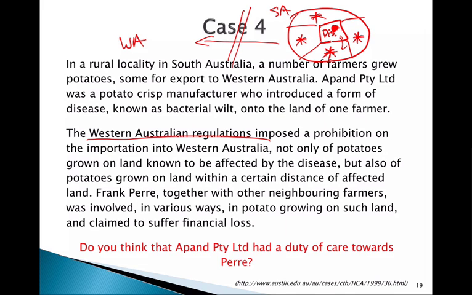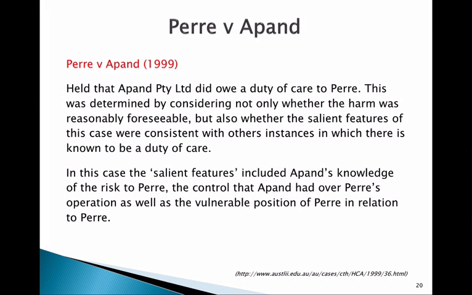So in this particular case, Append has been negligent in allowing this disease of bacterial wilt on their farm. And Pair argues, along with the other neighbouring farmers, that they suffered financial loss as a result. While they weren't directly affected, they weren't allowed to export, which changed the price of the crop that they could get. So they're saying the negligence of Append affected the economic well-being of Pair. And the court held that Append did owe a duty of care to Pair in this case.